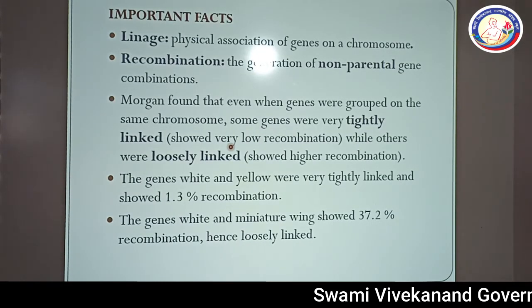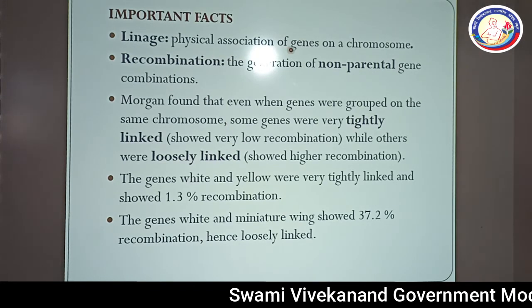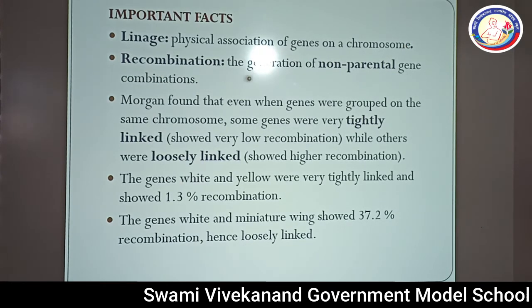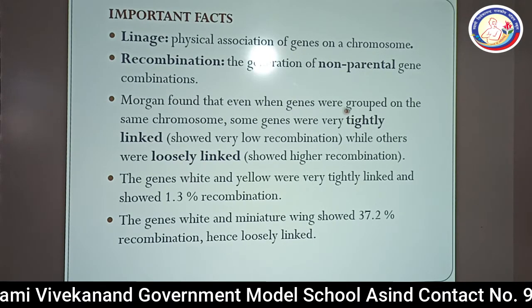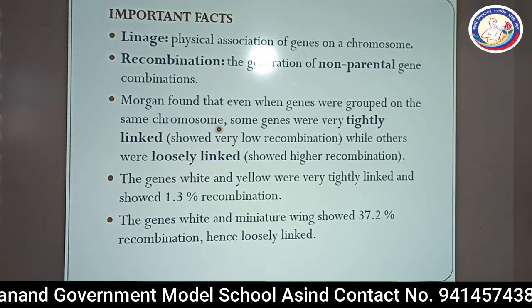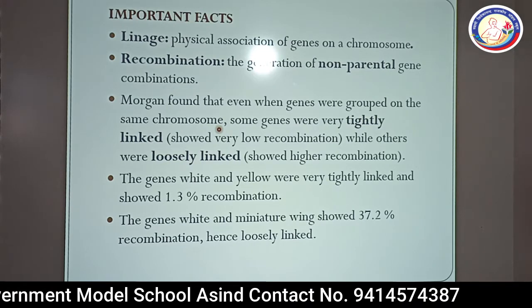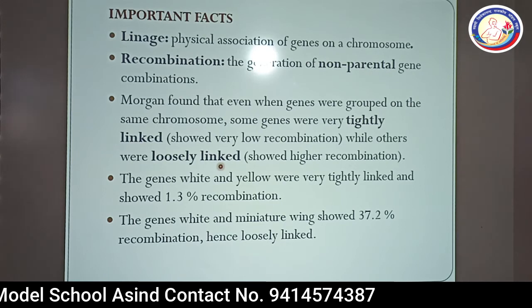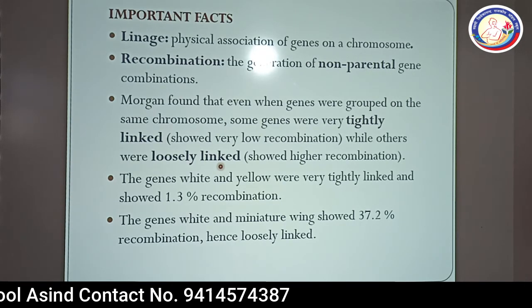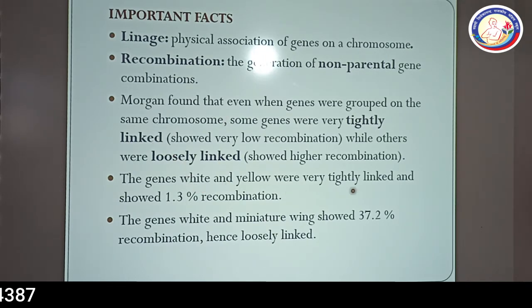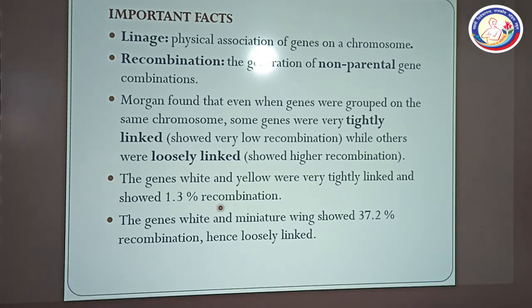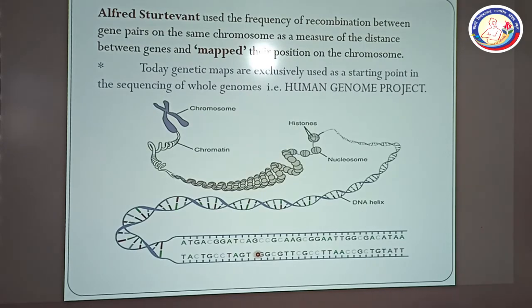Now, some important facts about linkage. Linkage is a physical association of genes on a chromosome. What is recombination? The generation of non-parental gene combination is called recombinant generation. Morgan found that even when genes were grouped on the same chromosome, some genes were very tightly linked and showed very low recombination, while others were loosely linked and showed higher recombination. So the type of attachment is also important. Tightly linked means lower recombination, and loosely linked means higher recombination. The genes white and yellow were very tightly linked and showed only 1.3% recombination. The genes white and miniature wing showed 37.2% recombination, hence loosely linked.